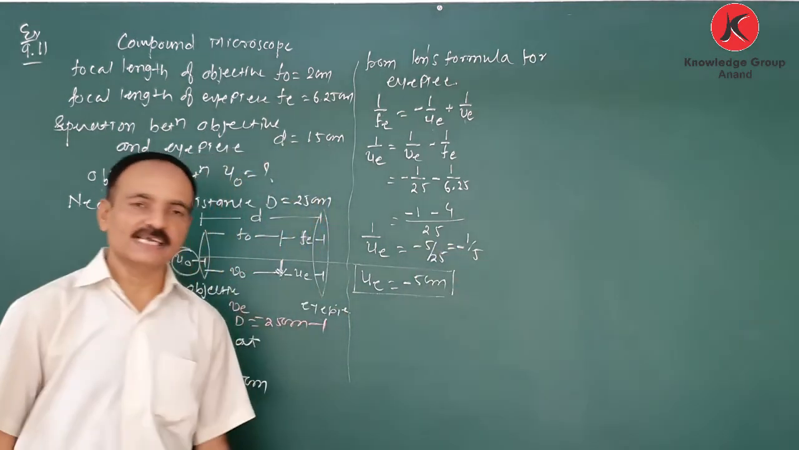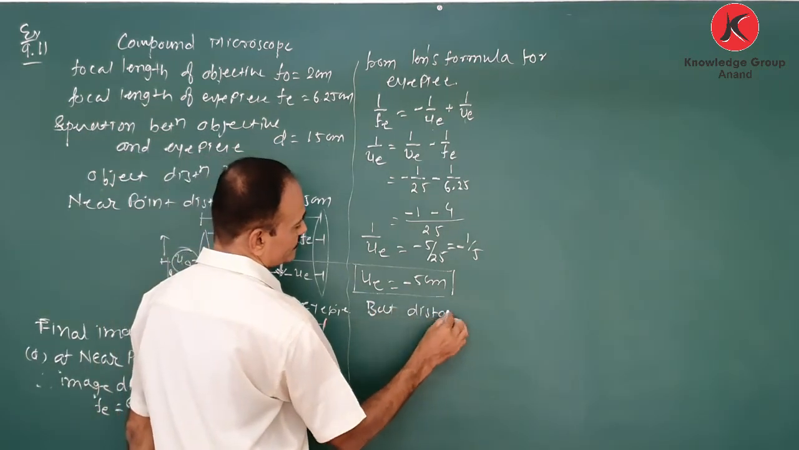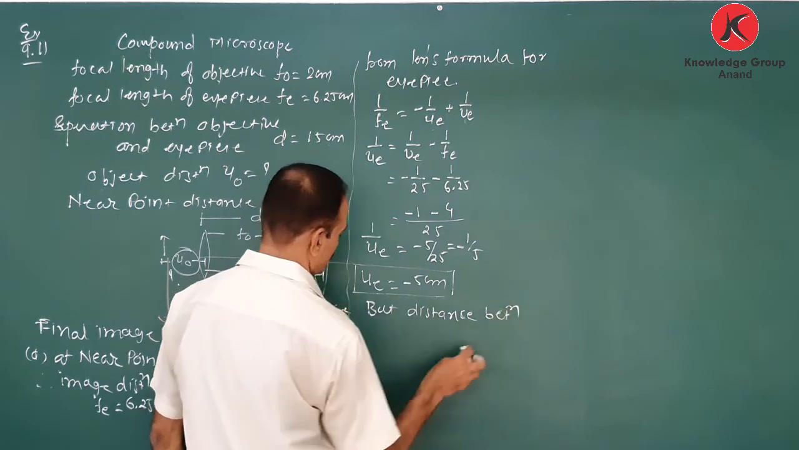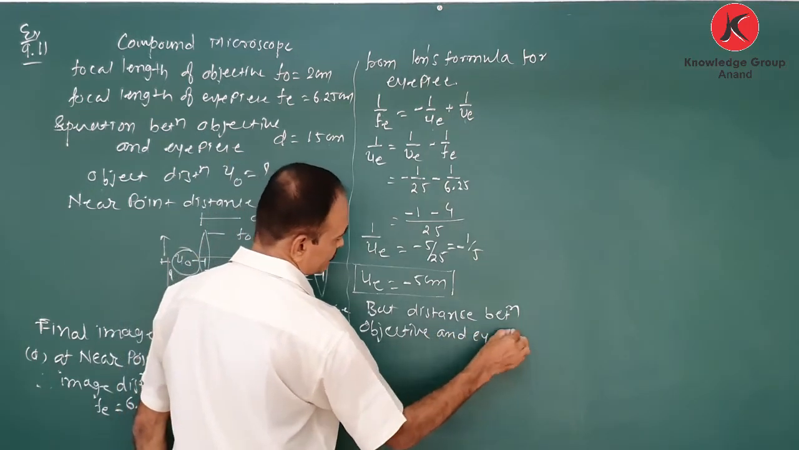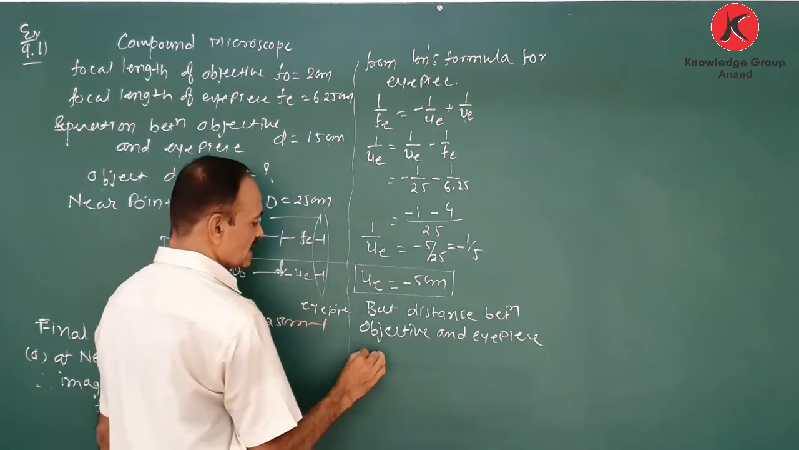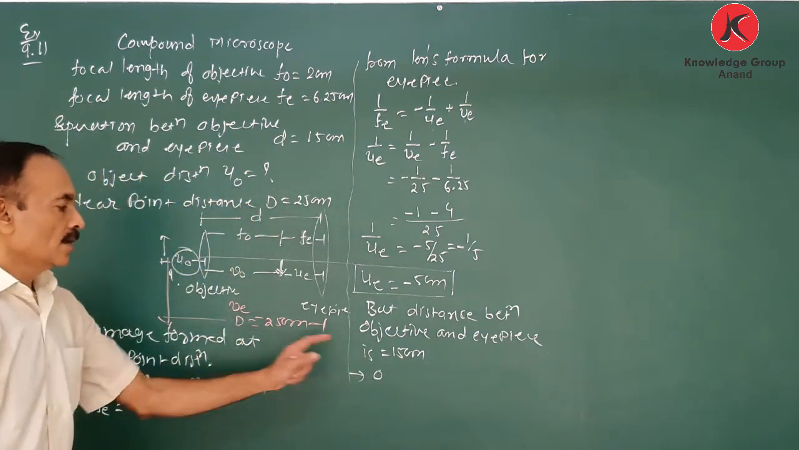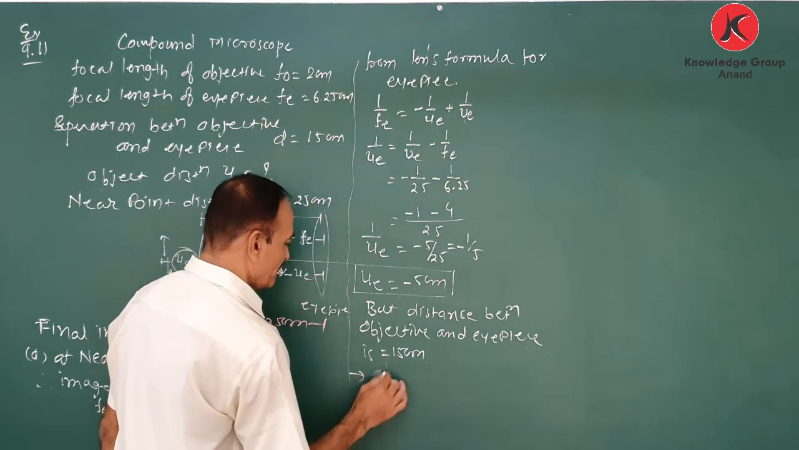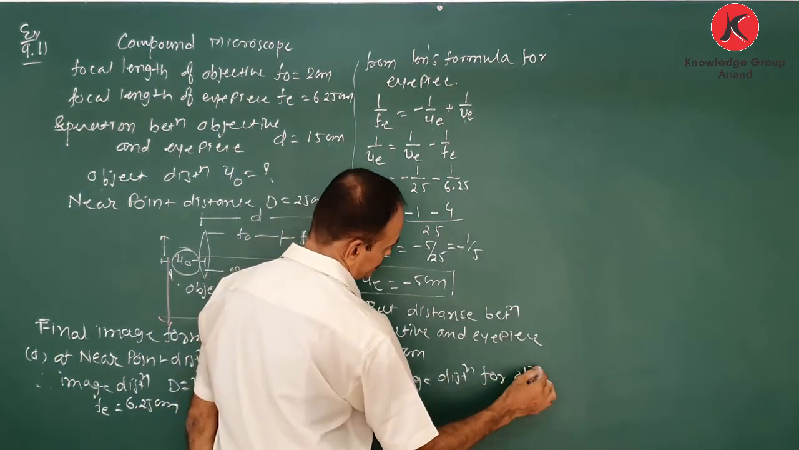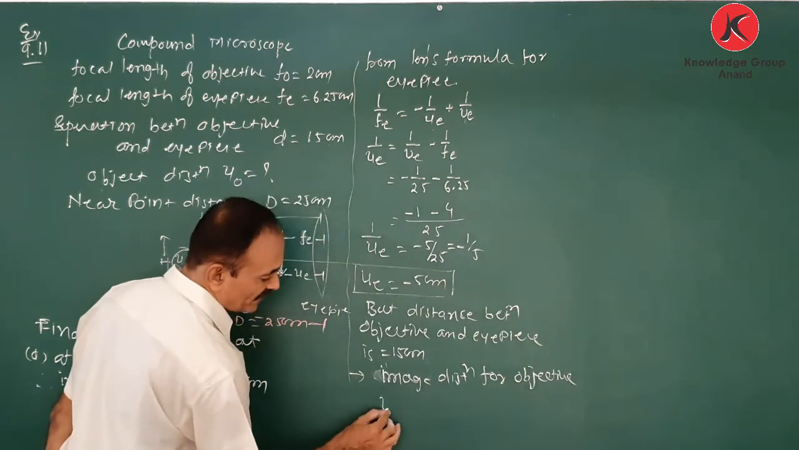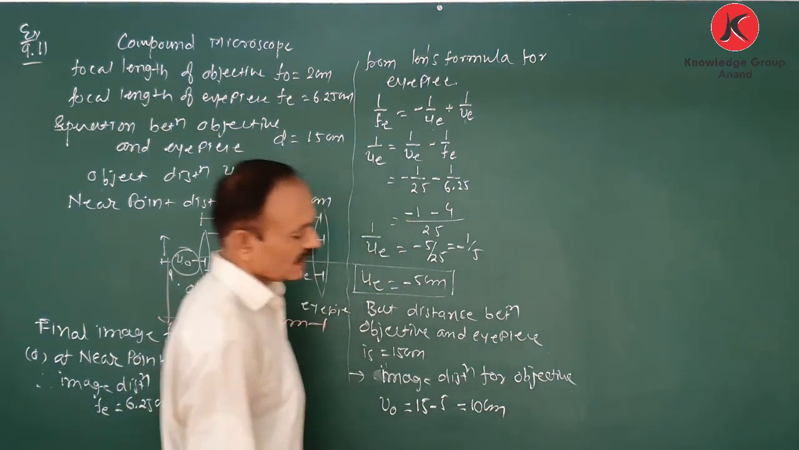So thus we obtain the object distance for the eyepiece. But the distance between the objective and eyepiece is 15 centimeter. Therefore, the image distance for the objective, that is the VO, is equal to 15 minus 5 is equal to 10 centimeter.